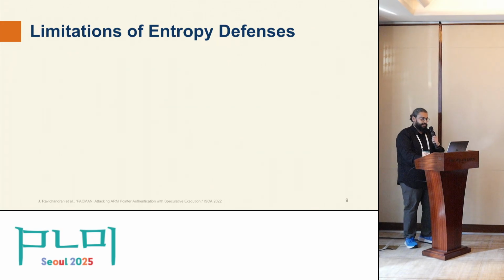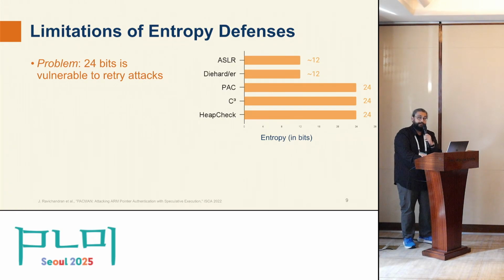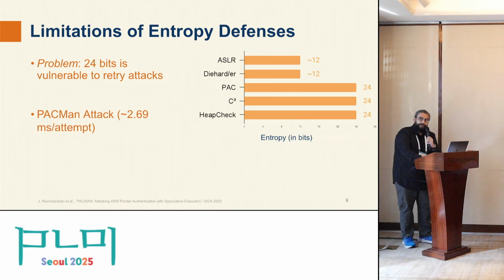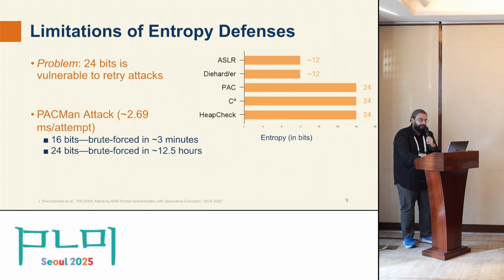However, there's a limitation. The best of these defenses top out at 24 bits of randomness, which is very easily bypassed. 24 bits is not strong enough to stop a determined attacker. To give you an example, a PACMAN paper showed that speculative execution is possible to test values at a high rate. At this rate, 16-bit entropy can be brute forced in under 3 minutes. And extrapolating this, 24-bit entropy can be brute forced in under 12 and a half hours. This is well within the means and the capabilities of a patient attacker.